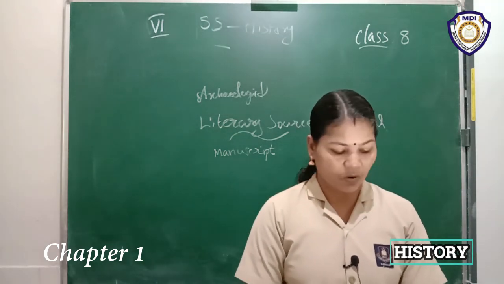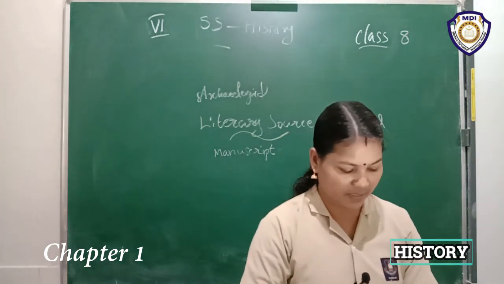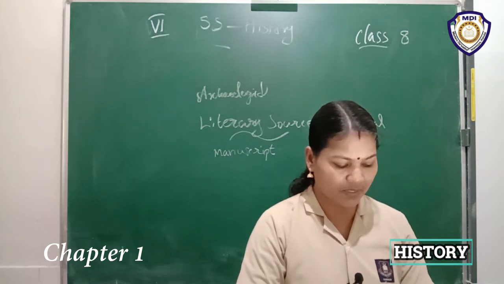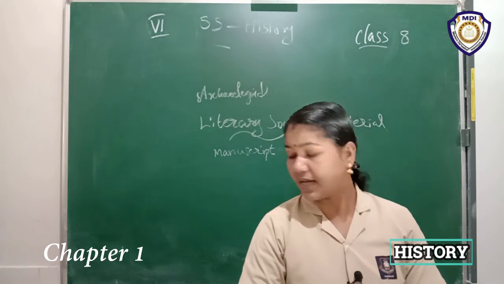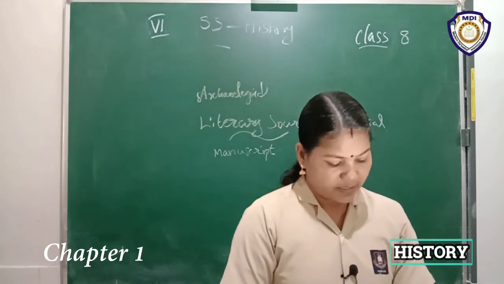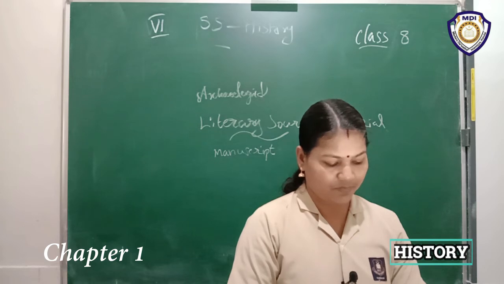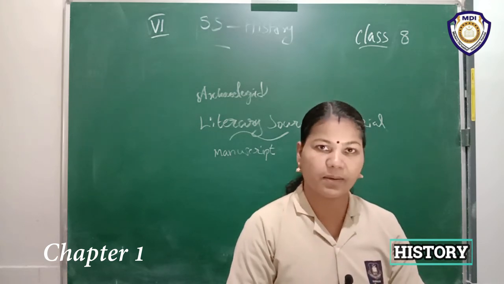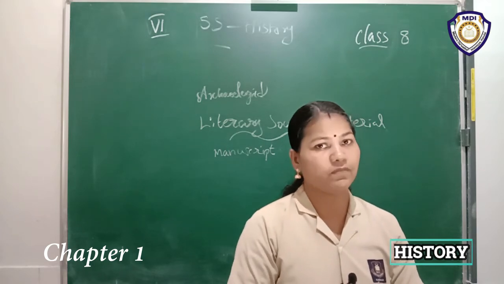I repeat, all written records of the past are called literary source material. Then, in order to read and understand written records, the historian has to learn the languages and script used in such records. Some of these ancient languages such as Prakrit and script such as Brahmi are no longer in use. What are the languages? Prakrit and Brahmi, but they are no longer used.